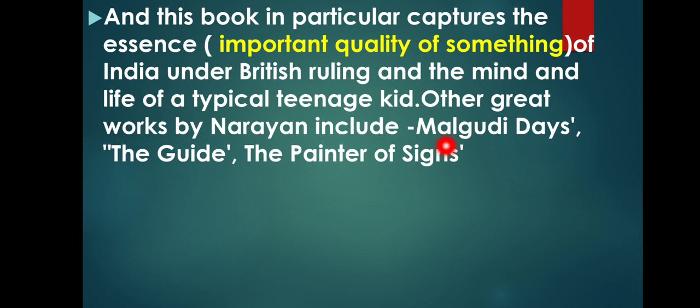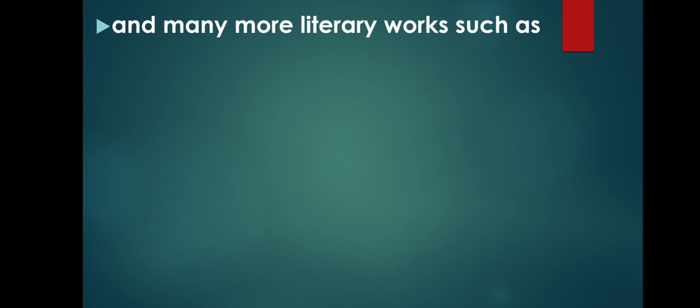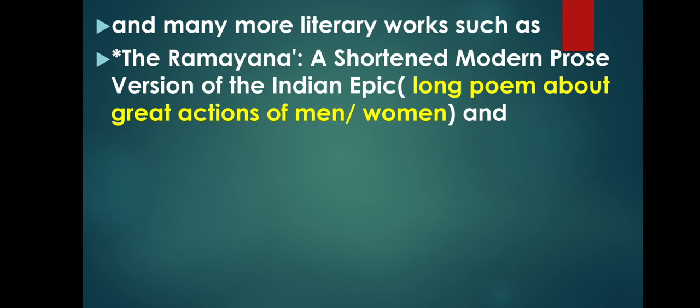And if we talk about his other work, the other great works by R.K. Narayan include Malgudi Days, The Guide, and The Painter of Signs. These are some of his important books. Then further, many more literary works. He also has written many other things. One of them is the Ramayana. It is a shortened modern prose version of the Indian epic.